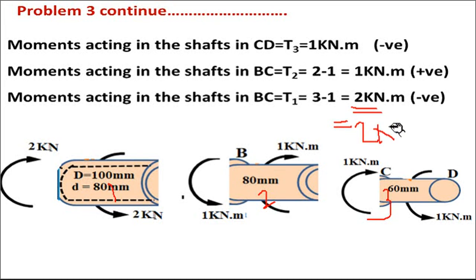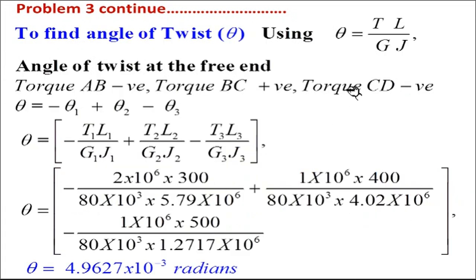To convert kilonewton to Newton you have to multiply by 10 to power 3, and to convert meter to mm you multiply by 10 to power 3, so in total you have to use 10 to power 6. Okay, so 2 into 10 to power 6, here you can see. Similarly for 1 into 10 to power 6, 1 into 10 to power 6.